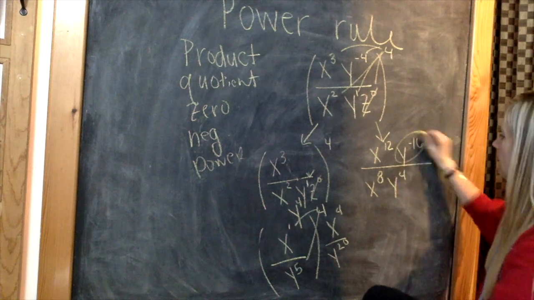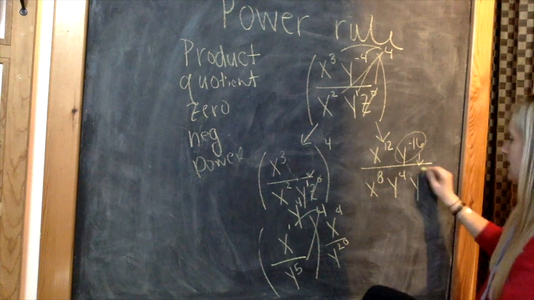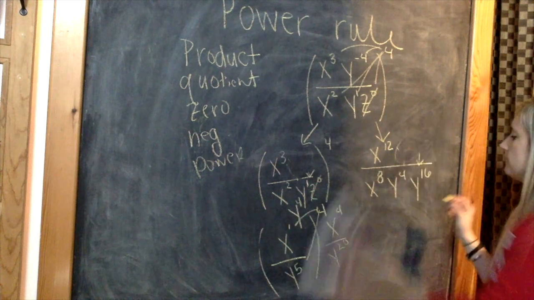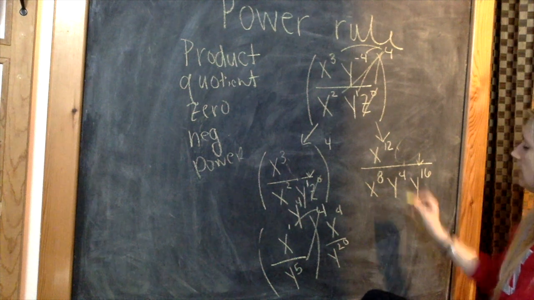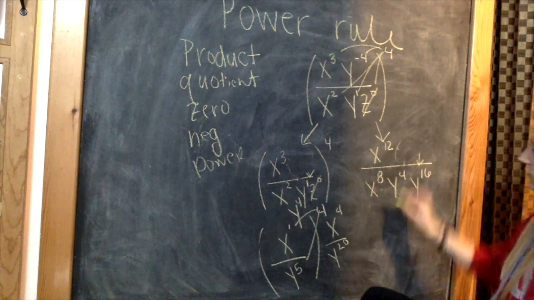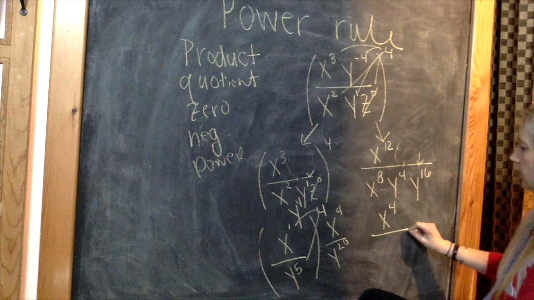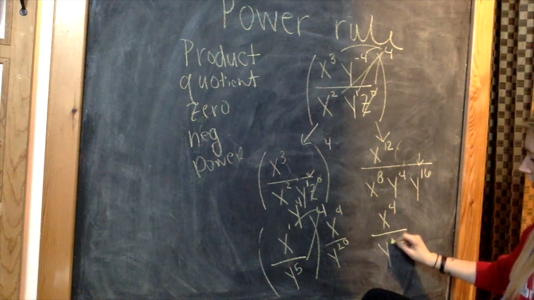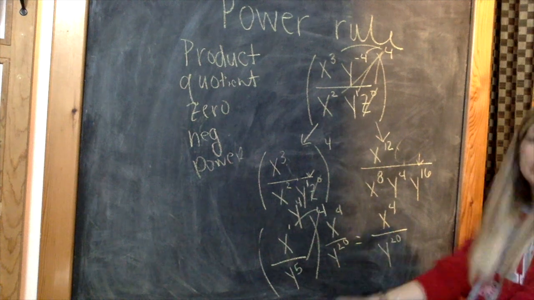So then now, let's see. I have the negative. I got to bump it down. So y to the 16th is going to go to the bottom. So we're going to get rid of that at the top. And let's see. I have 12 and 8, so I have 4 more at the top. And I have 16 and 4 y's at the bottom, which is y to the 20th. Okay? We get the same answer.